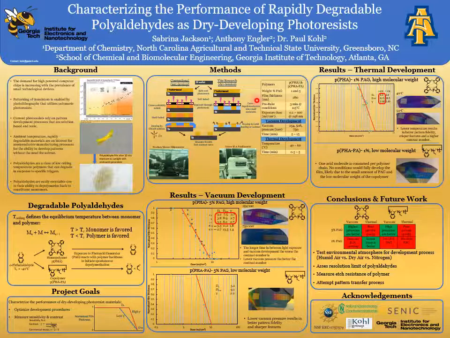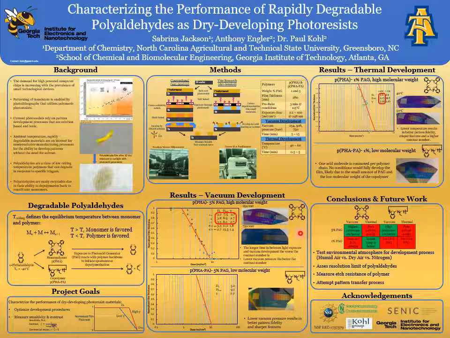For the homopolymer, the vacuum development at 5% PAG and thermal development at 1% PAG worked the best because of its high molecular weight, which produced the high contrast values. However, for the copolymer at 5% PAG, vacuum development worked better because of its low molecular weight. For all of the vacuum development experiments, the lower the vacuum pressure, the better the pattern fidelity and the sharper the features observed.